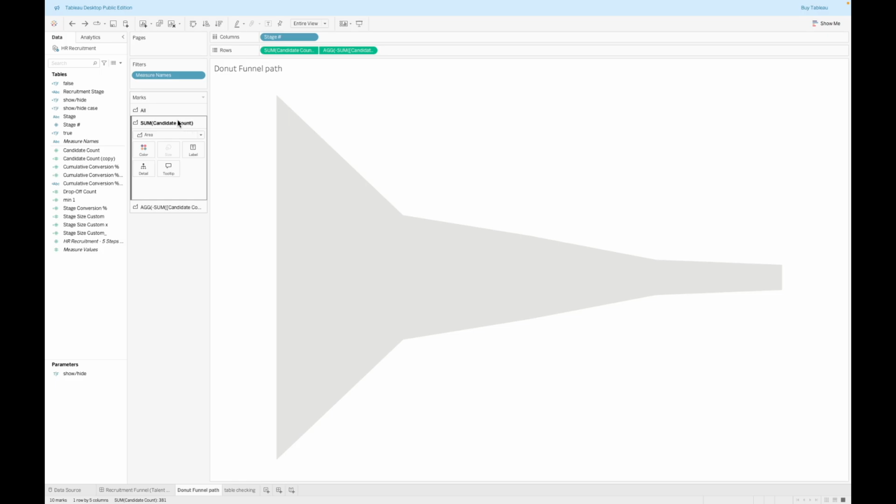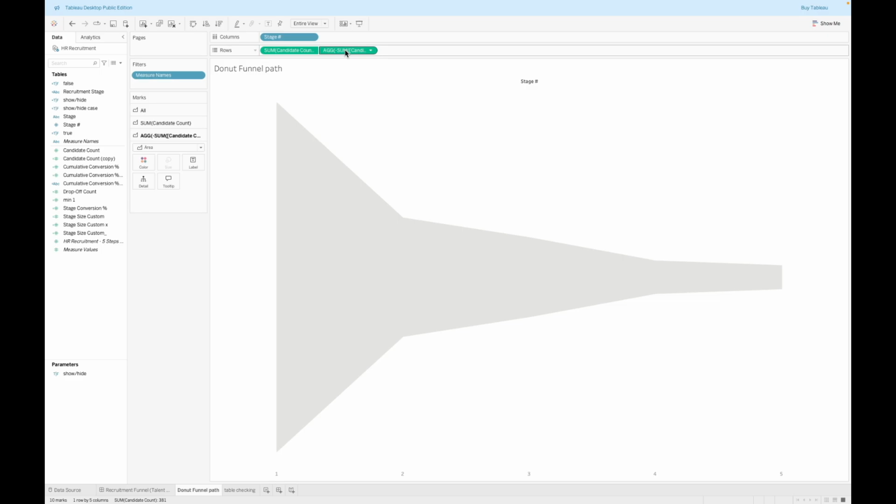This chart is a combination of two area chart marks which are placed on top of one another on the same axis. It is also enabled with the dual axis to create the overlapping effect. Both of the area charts are being calculated with the help of candidate count against the stage number. The area chart of the second mark is being calculated as negative of the candidate count so that we will have the exact opposite replica of the upper area chart.